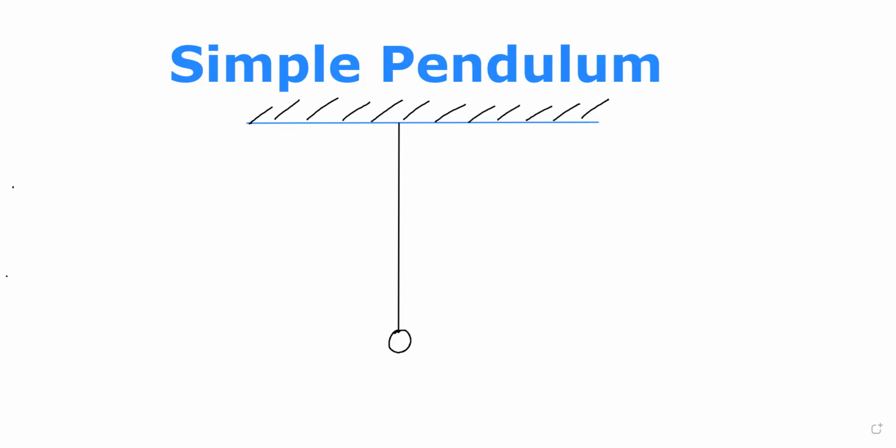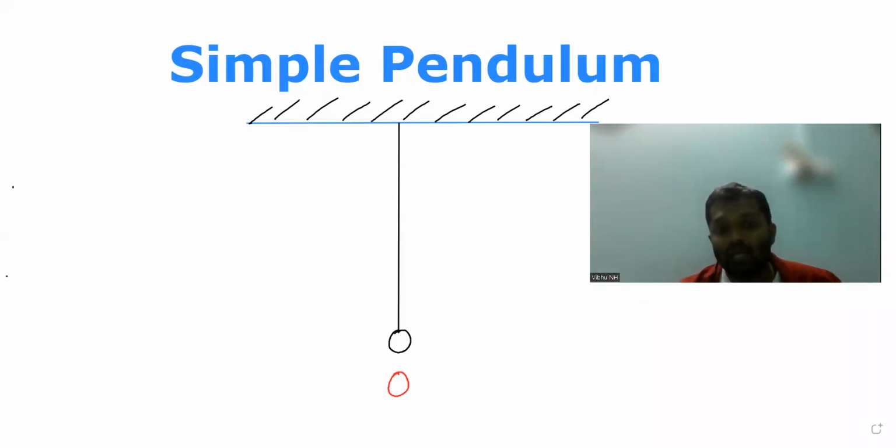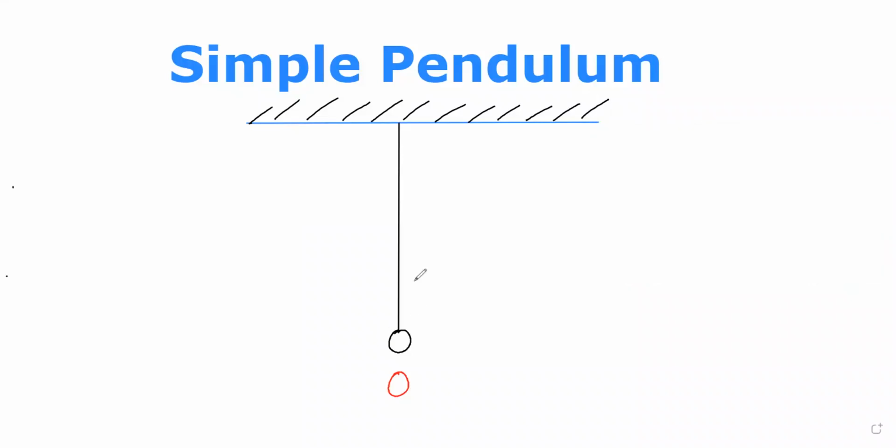Initially, the bob is at point O, which is considered the mean position or equilibrium position, where it has not yet started its oscillation. Now the pendulum is allowed to oscillate freely from one point to another point. Just imagine, when you allow the body to oscillate, the bob will move from O to A.